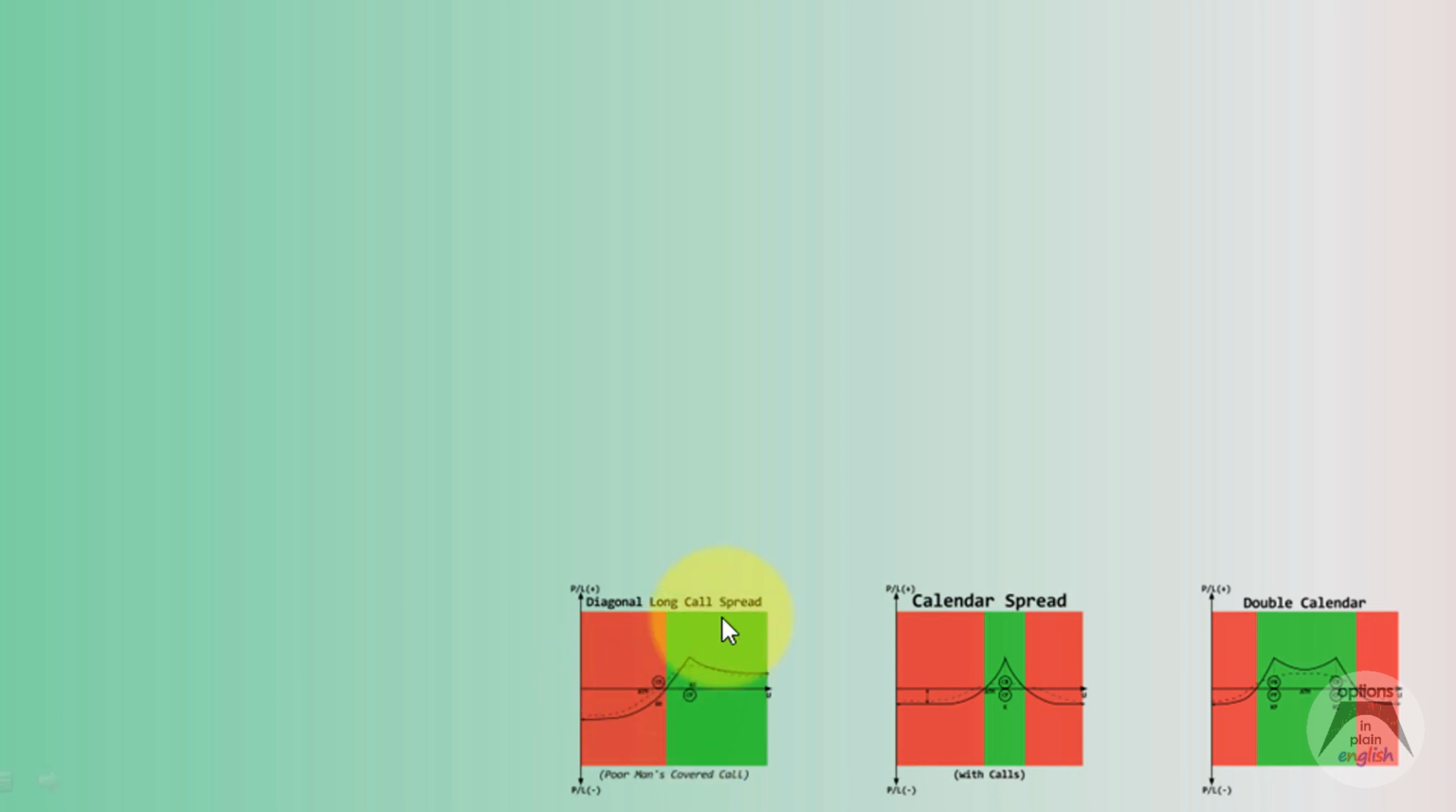This is going to behave more or less like a covered call, and that's why it's also called a poor man's covered call. Remember, we're talking about a low IV position here, and diagonals are good for low IV because they benefit from an increase in implied volatility.